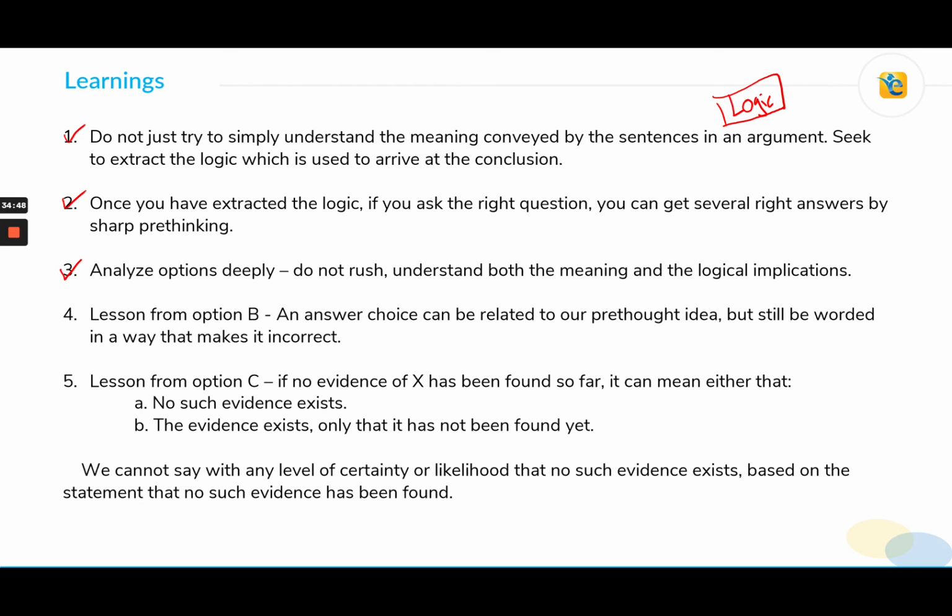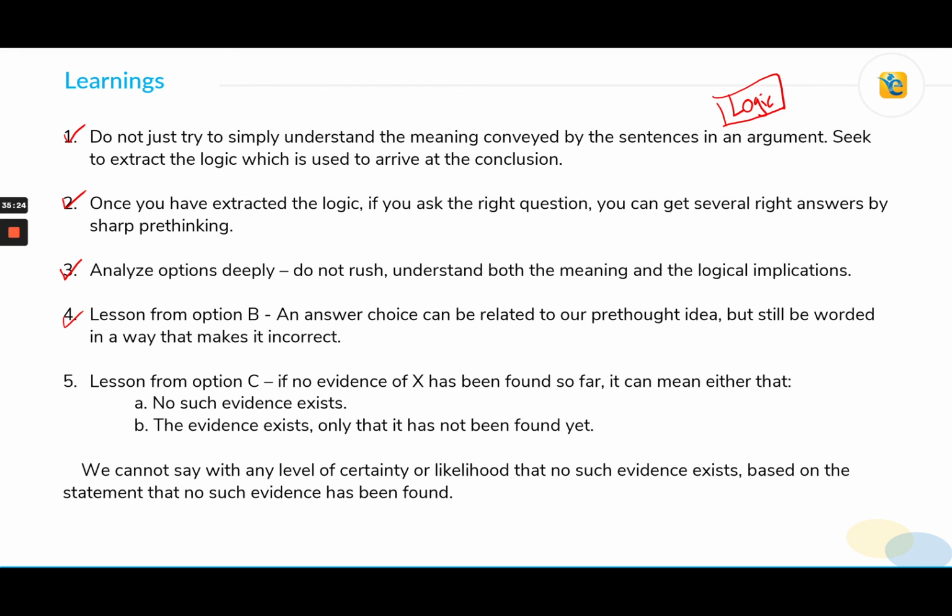Now, there are also some specific lessons that we learned from this particular question. The lesson from option B is that an answer choice can be related to our own pre-thought idea, but it can still be worded in a manner that makes it incorrect. You saw that option B is written on the same concept, that is the concept of land migration to a connected landmass, but the way it is written, it is still incorrect. Very important learning. Don't rush with regard to options just because it seems to match your pre-thinking. Don't blindly choose the option.